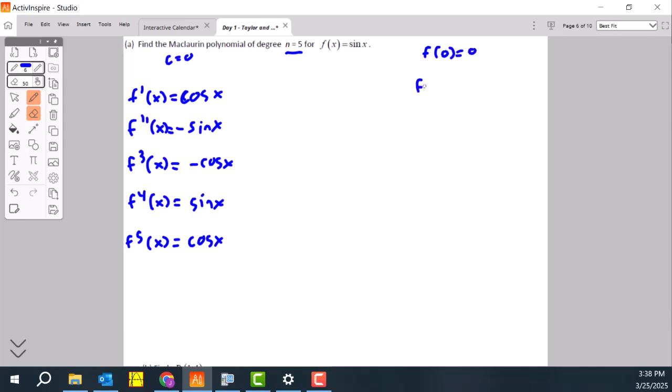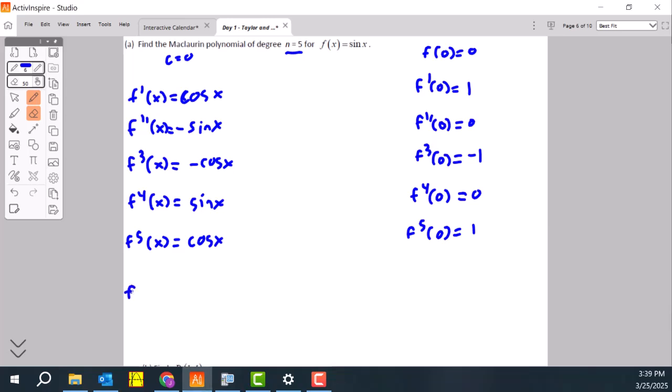So we'll start with f of 0. That's going to be 0. F prime of 0 is 1. F double prime of 0 is 0. Third derivative of 0 is negative 1. Fourth derivative of 0 is 0. And the fifth derivative of 0 is 1.